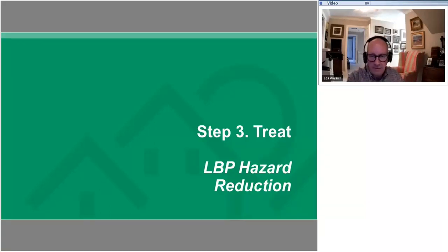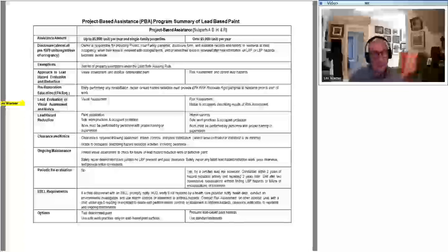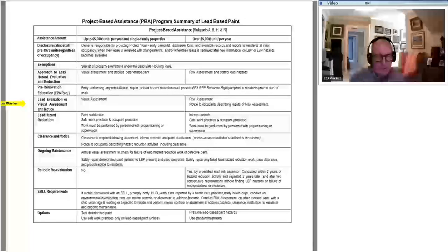So I'm just going to go back to this handout that we were looking at earlier. We've been talking about the visual assessment versus a risk assessment, depending on the level of assistance. Again, it's based on looking at the total subsidy being provided, on an average per unit per year, to determine the level of requirement. So we've talked about completing that visual assessment, providing our notification, and then based on what we have discovered with our required level of evaluation, now we're going to need to talk about treatment.